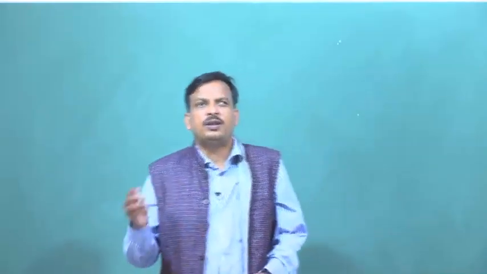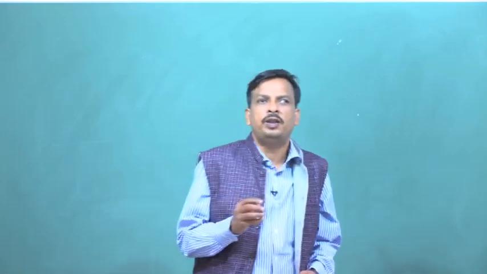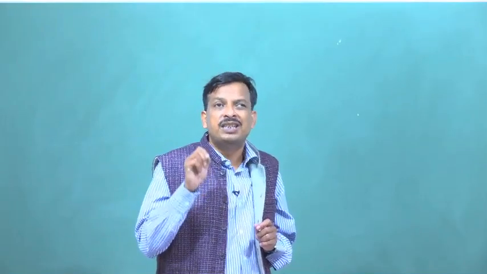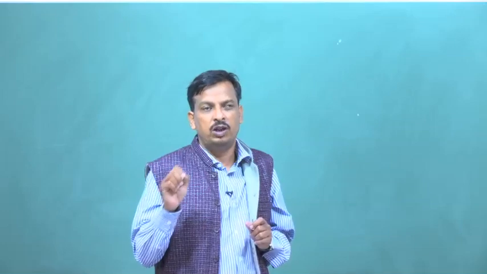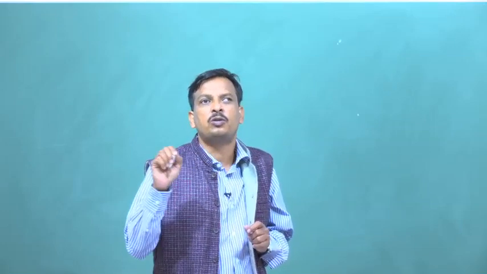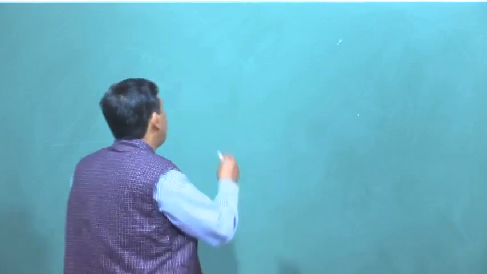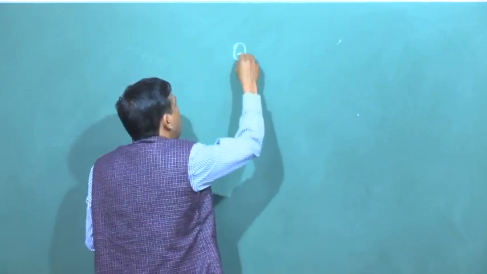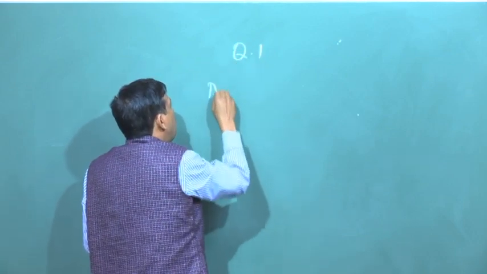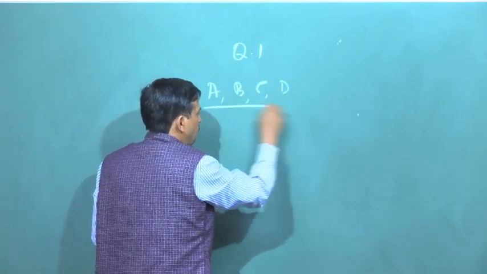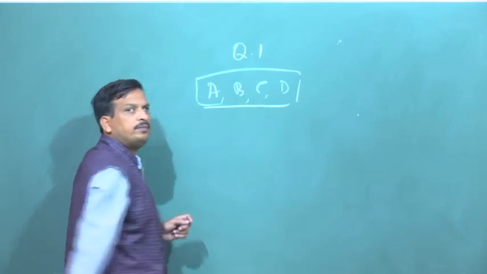So, last class we discussed the facilitation value and discriminative index. Now I will discuss the effectiveness of distractors. That means if your test item is multiple choice, when you design multiple choice questions, what are those choices? Suppose I design a question, test item 1, with 4 choices A, B, C, D. These choices are not random.